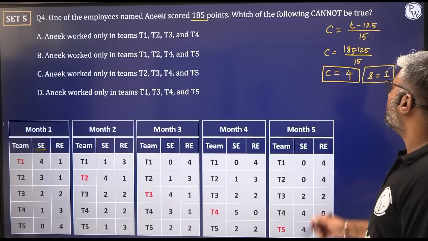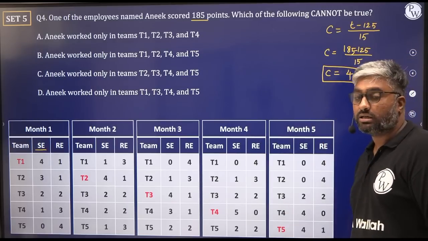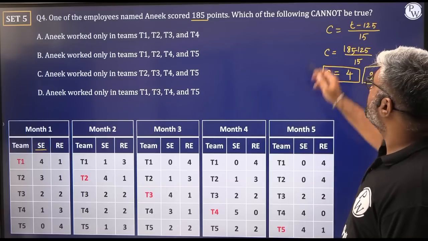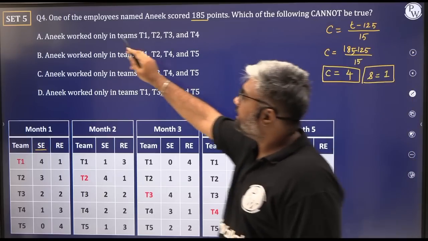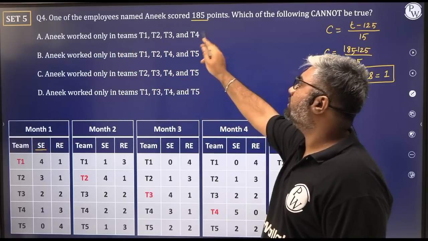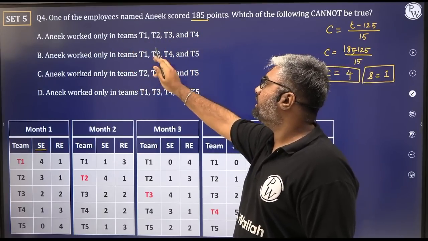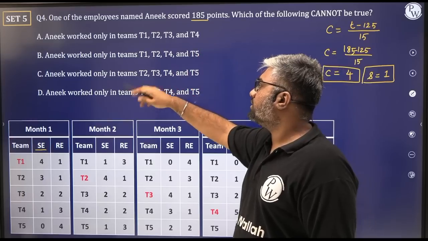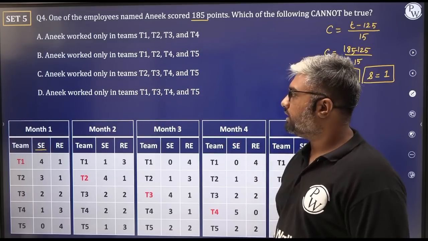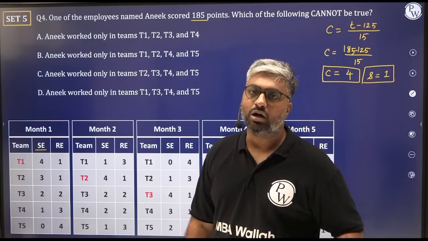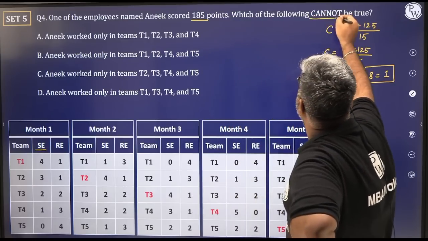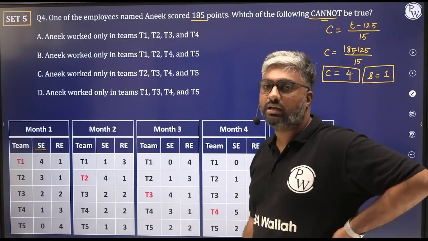Now, what is the question asking? The question has nothing to do with how many skilled projects or how many challenging or standard. The question is which of the following cannot be true. Anik worked only in T1, T2, T3, T4. Anik worked only in T1, T2, T4, T5. Anik worked only in T2, T3, T4, T5. Anik worked only in T1, T3, T4, T5. We have to see which of these is not possible. Again, the word is cannot.